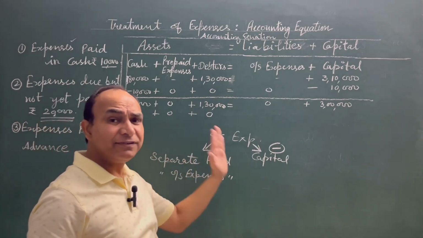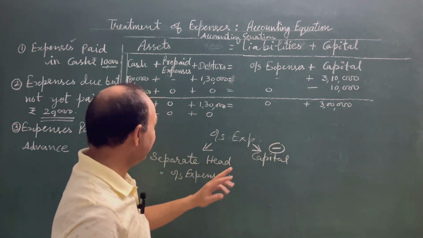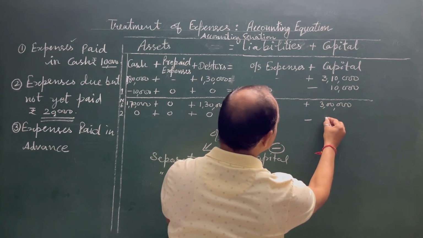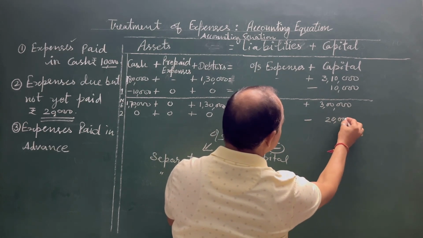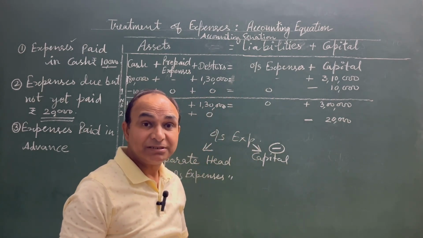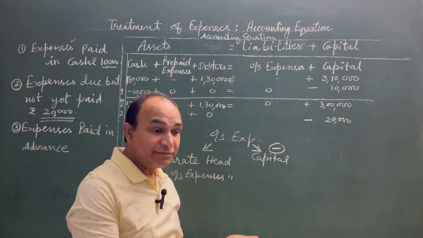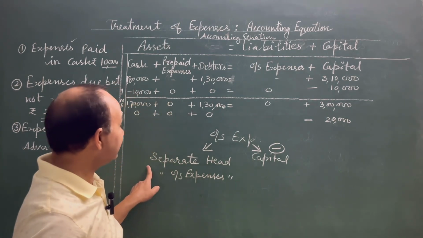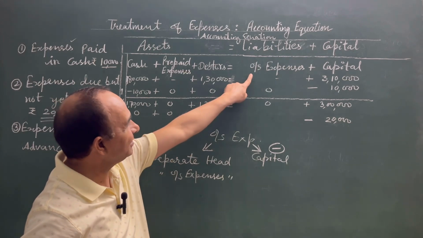Its entire effect is on the liability side. First impact, deduction from capital, minus 20,000. Why deduction from capital? Because we have not paid in cash, because this is our expense. We have taken its benefit also. And second impact, a separate head will be created on the liability side.